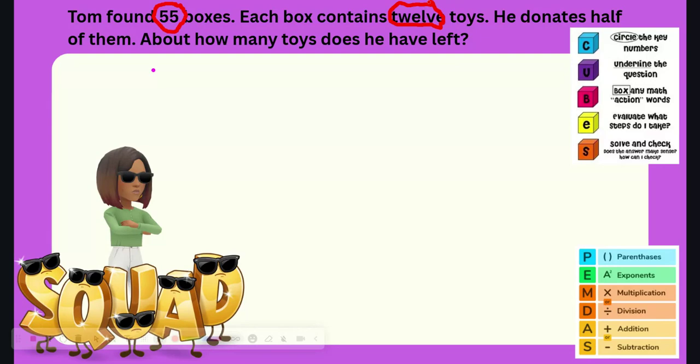All right, next sentence. He donates half of them. So write down anything that you think may be important numbers in that sentence. Do you see any? Write it down. Okay, I don't see any important numbers in that sentence, so I'm going to move on to the last sentence.